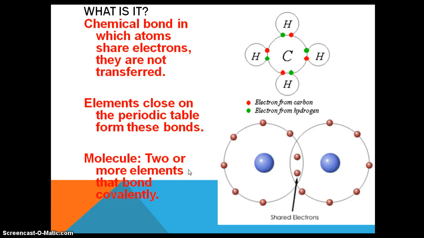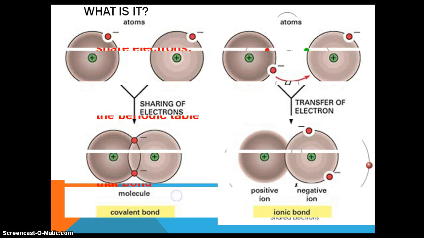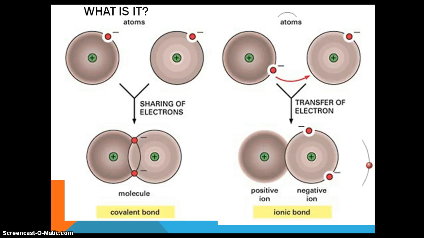So a lot of our molecules are made from covalent bonds, and that's actually the definition. Two or more elements that bond covalently, that's a molecule. So ionic compounds are not molecules. So let's take a look, compare and contrast here.